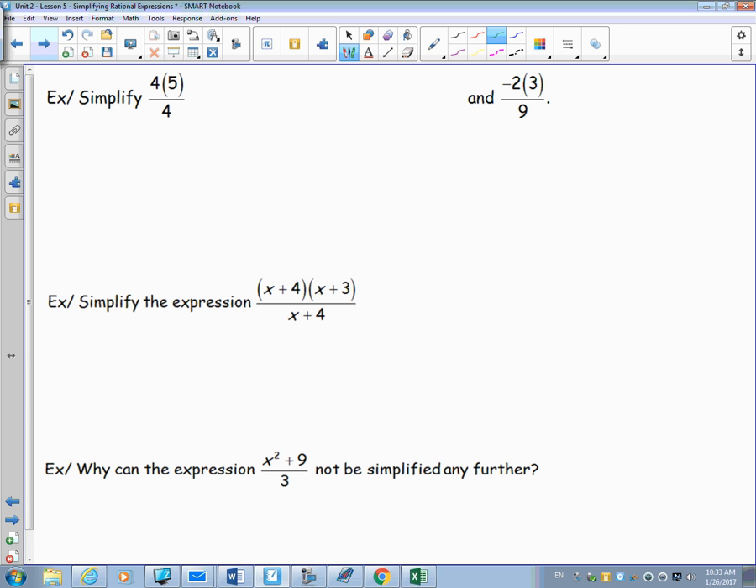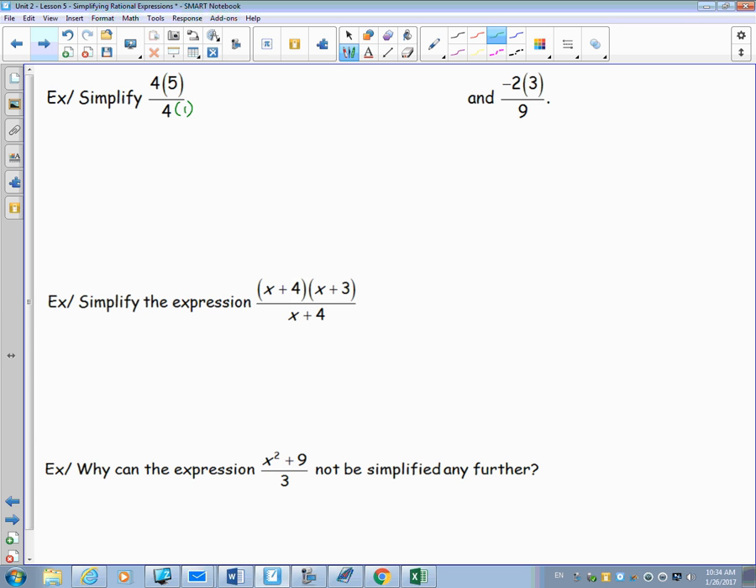Okay. So here's the numerical one. Let's see if we can get the idea of this. We can apply it to algebra things. Can I cancel? Our rules are I have to have multiplying, and I have to have the same thing on the top and the bottom. So 4 times 5 over 4. Is it multiplying on top? Sure it is. And the bottom, it's actually multiplying also. It's 4 times 1, even though we don't usually show the 1.